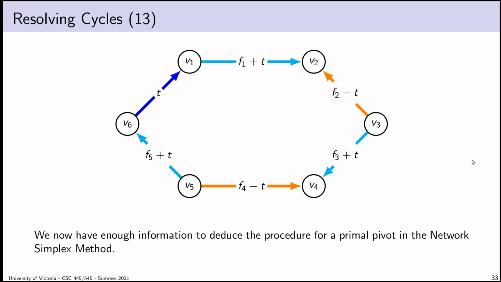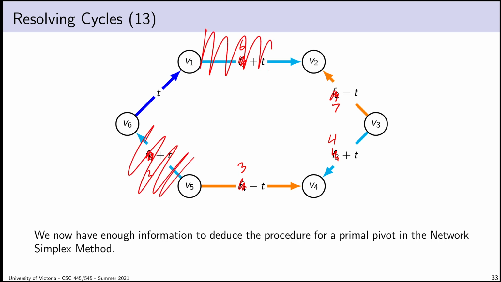I could do a more concrete example here. Suppose this has 6, this has 7, this has 4, this has 3, and this has 2. Okay, so what's our procedure? Well, first, we ignore all of the edges in the same direction as the entering edge, so they're completely ignored. And then we choose as our leaving arc the one that had the smallest flow across it among the opposite edges. So that would be 3. Okay, so we choose V5, V4 as our leaving arc.